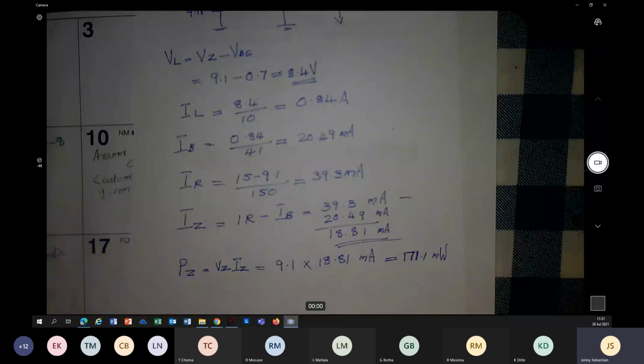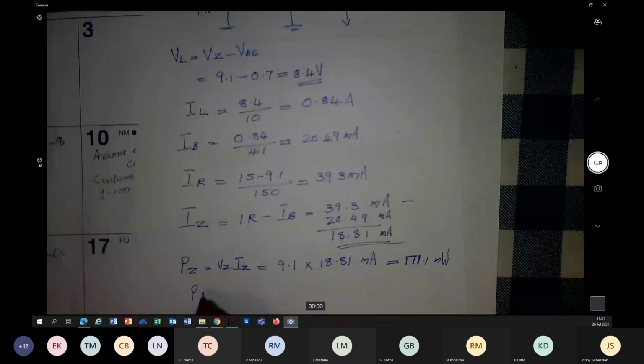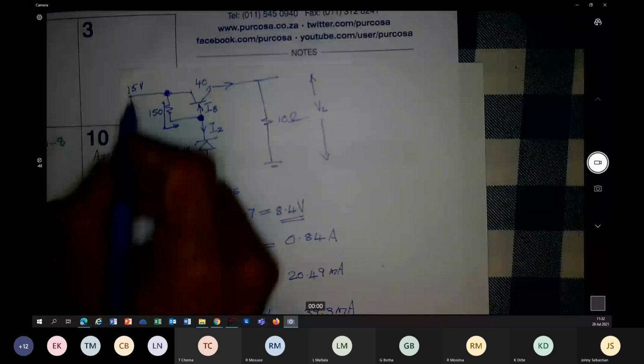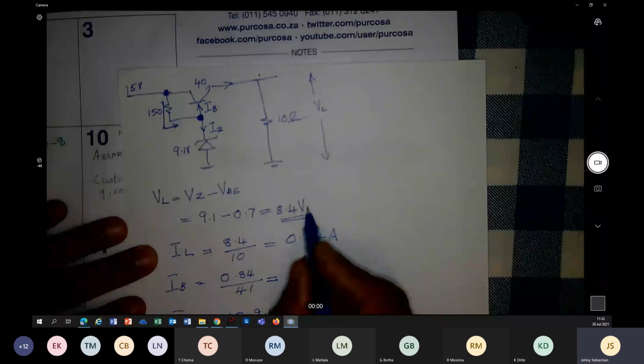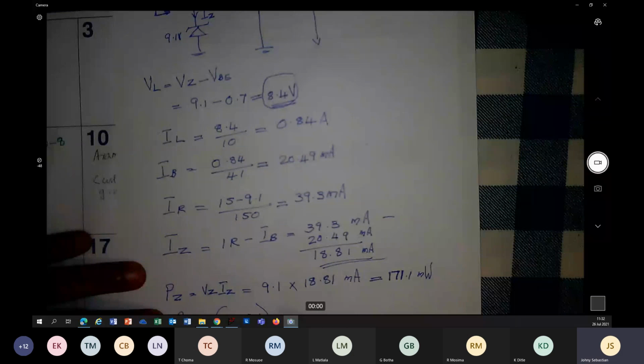Let's try to work out the power consumed in the BJT. That is VCE times IC. How do you find VCE? At the input you have 15 volt and at the output you have 8.4 volt. That is 15 minus 8.4. What is the current? Is the load current the same as the emitter current, which is 0.84?